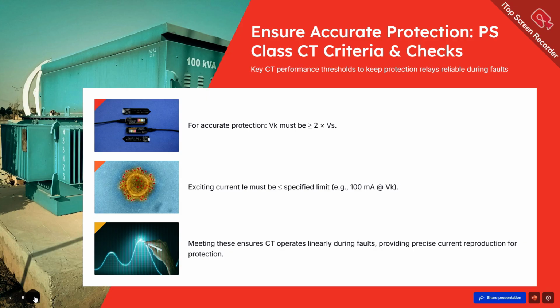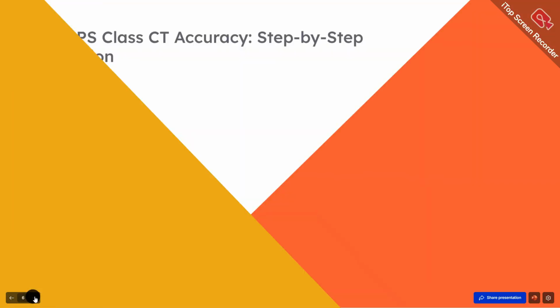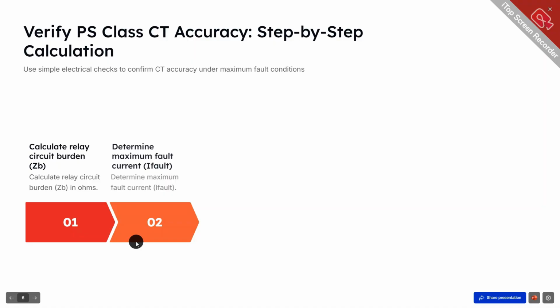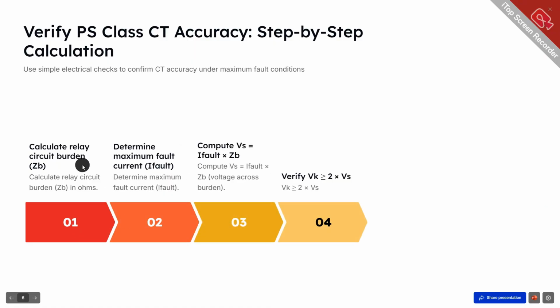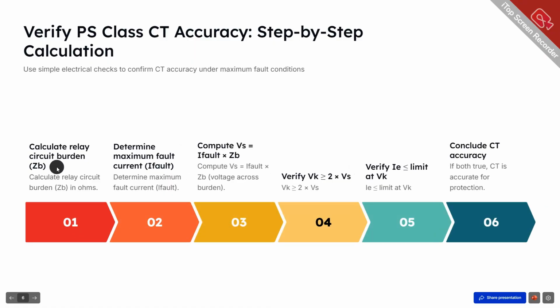We move to the next slide. So there I have given the details. So how to calculate? We need first the burden: CT burden, lead burden, all secondary burden we need. So if you say that is ZB, then we should take the fault current, maximum fault current. So multiplication of fault current and the burden will give you VS. So now how to select VK of the particular core? VK should be 2 times the VS.